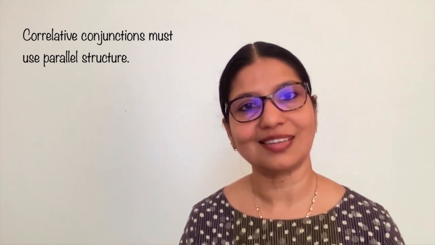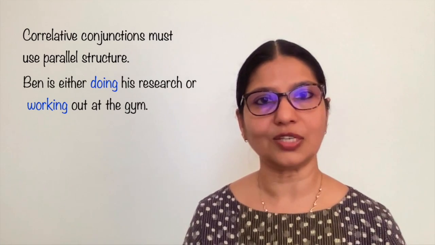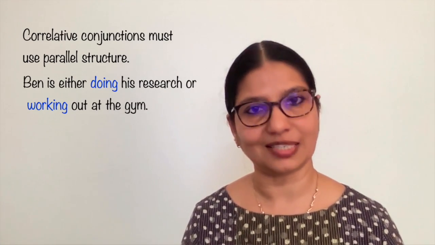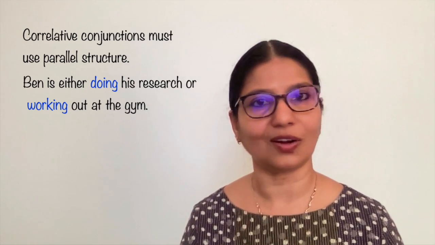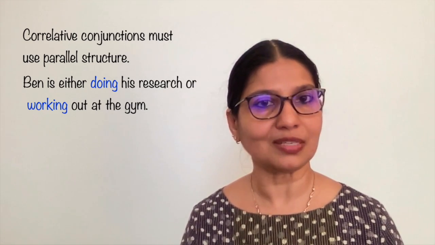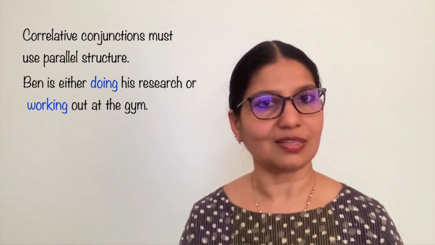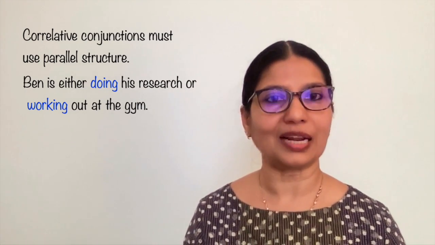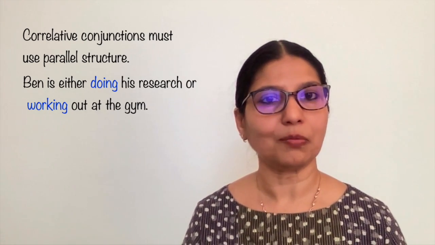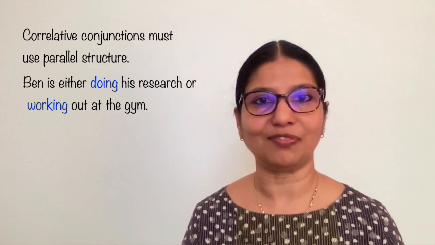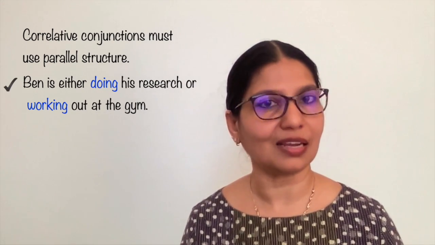For instance, in the sentence, Ben is either doing his research or working out at the gym, you can see that the correlative conjunction being used is either or. And the two elements which are put together are doing his research and working out at the gym. They have the same parallel structure because both the verbs are in the ing form. Hence, the sentence is grammatically correct.